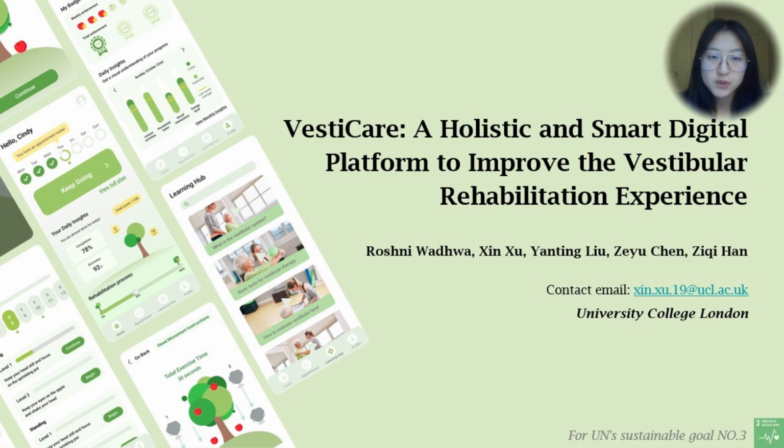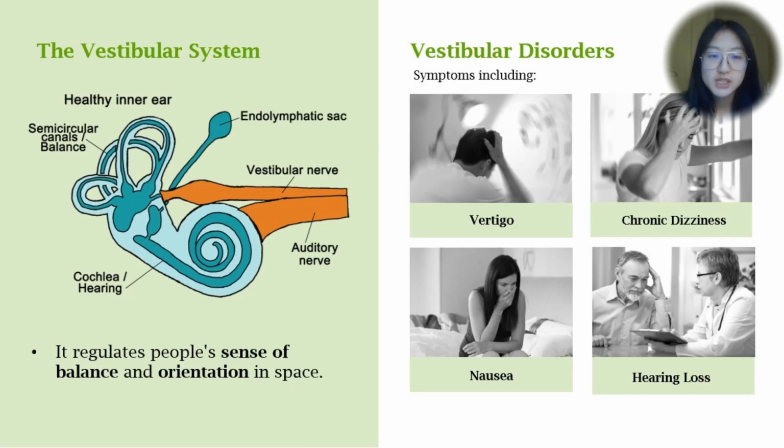This project is about creating a comprehensive platform to improve the experience of vestibular rehabilitation. Let's start with what is the vestibular system. The vestibular system is a sensory system that helps regulate our sense of balance and orientation in space. Its receptors lie in the inner ear next to cochlea. Disorders in this area can result in symptoms such as vertigo, chronic dizziness, nausea, and even hearing loss.